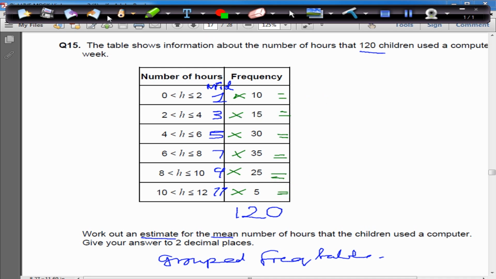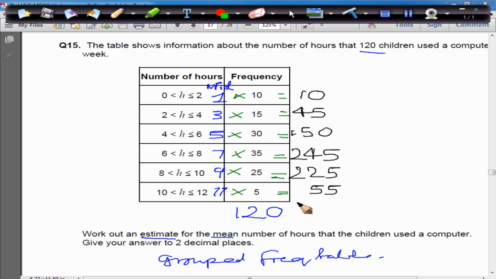So what's 1 times by 10? Really hard question, folks. Don't stress yourselves. 10. 3 times by 15 is? 45. And 5 times by 30 is? 150. And 7 times by 35 is? 245. And 9 times by 25 is? 225. And 11 times by 5 is? 55. Right, I need all of these numbers total now. 730. Okay, Rutaba, can you confirm that for me, please? Yeah. Okay, sir? 730. Okay, lovely.